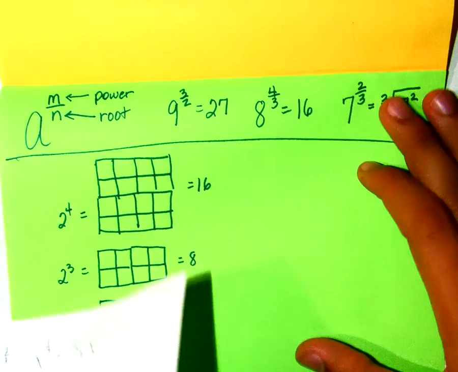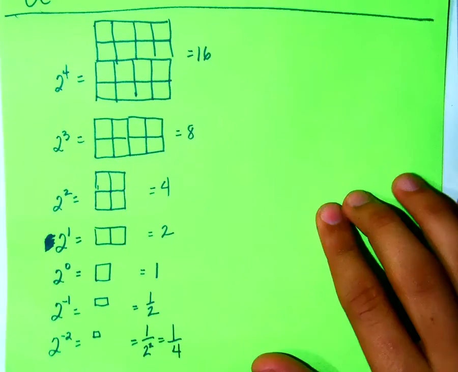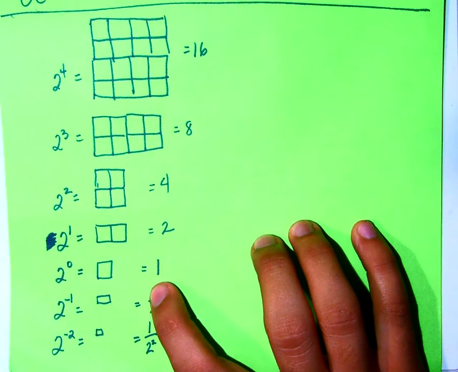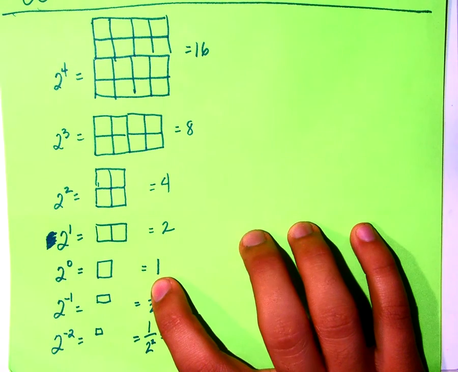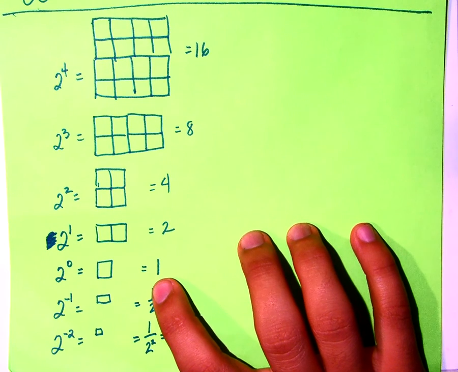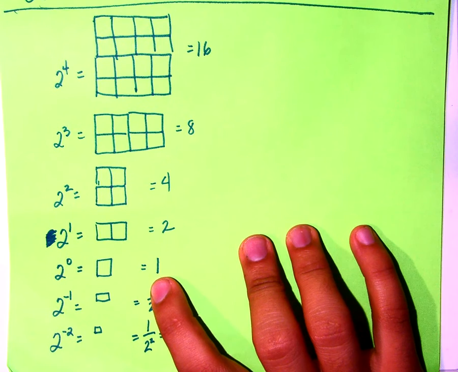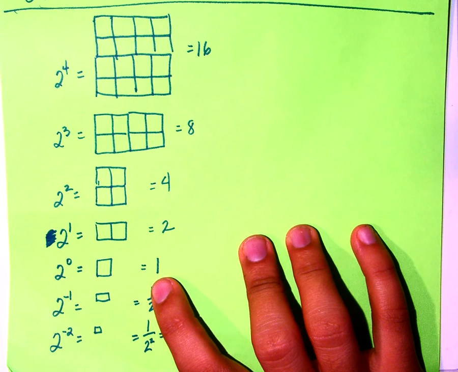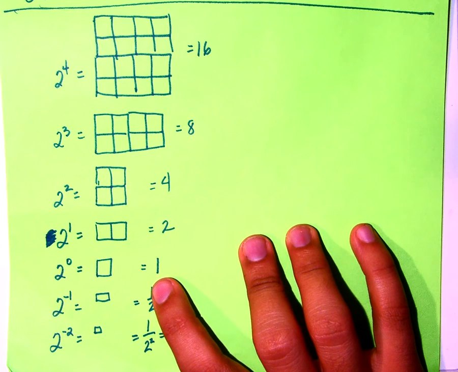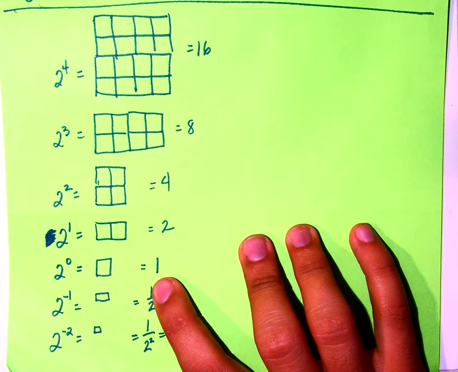Alright, the other important thing to know is that anything to the 0 power is 1. Anything to the 0 power is 1. Okay, we gotta remember that. So 100 to the 0 power, x to the 0 power, y to the 0 power, anything to the 0 power is 1. Would you guys like to see why? Yes. Okay, I'll show you why.